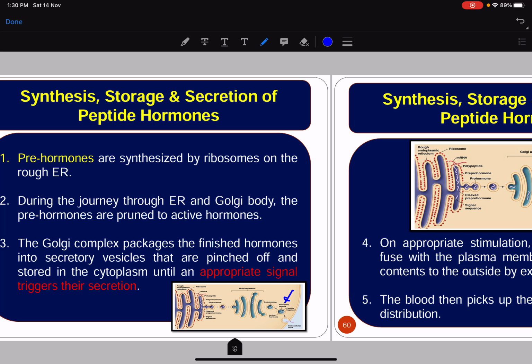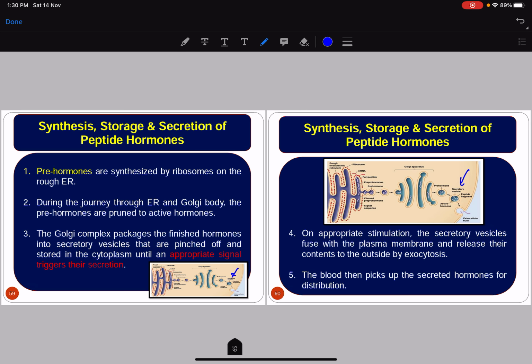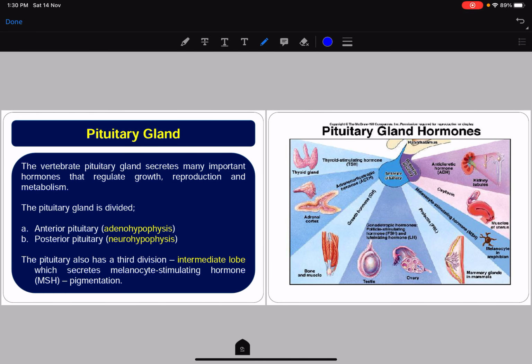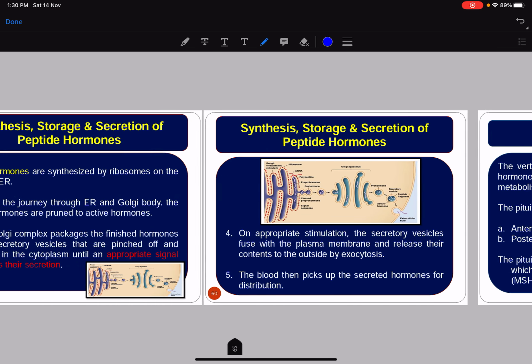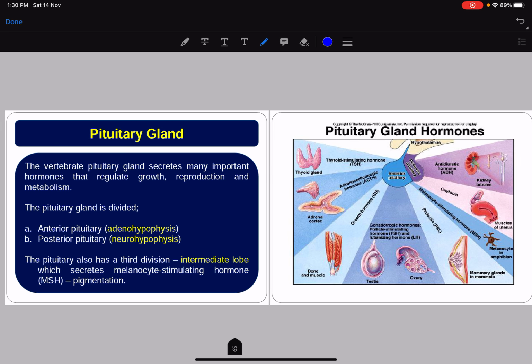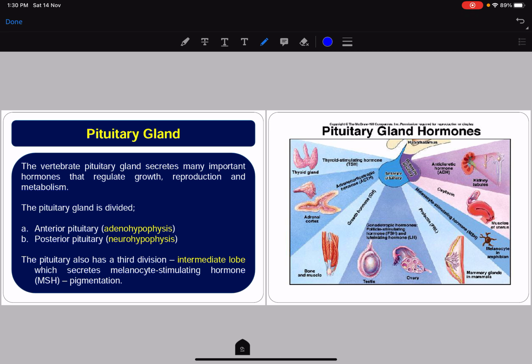Pinch off and then store in cytoplasm. When the appropriate signal triggers, it will undergo exocytosis and release the peptide hormones. Once released, it will travel in the blood to the target organ or target cells. So, two types of hormones being synthesized and stored, and then secretion of these hormones.